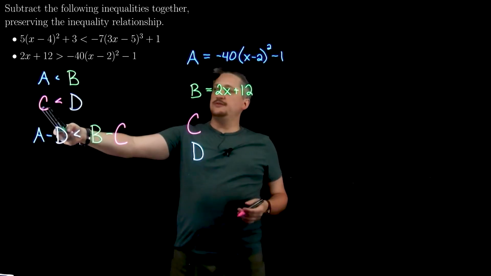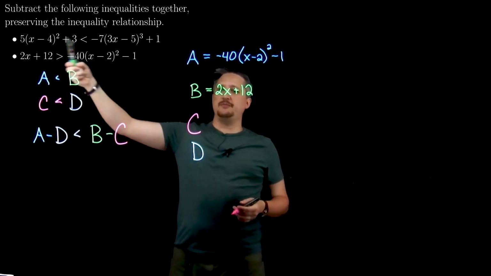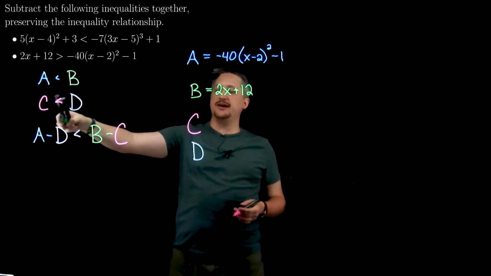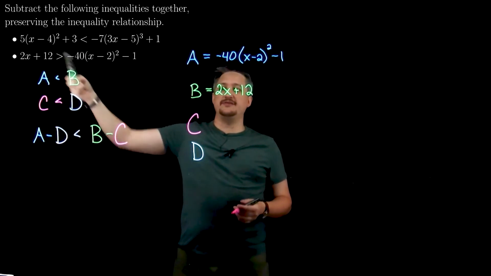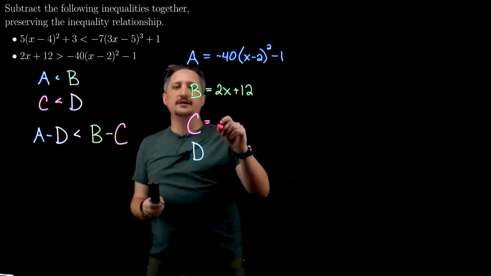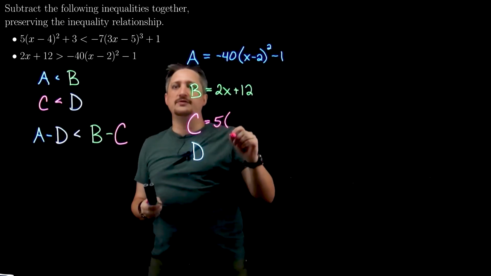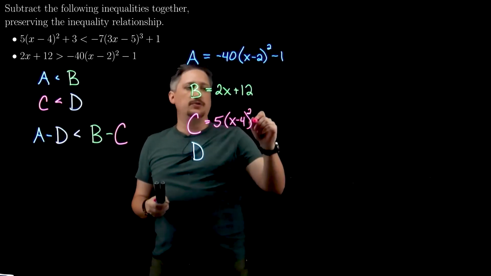Now, same sort of deal, C. I've already done the bottom inequality fully now, so C would have to be the top inequality, but again, I want to make sure I line these up. So C is on the less than side, so C is going to be this thing, because that's on the less than side. So I'm going to get 5 times x minus 4 squared plus 3.